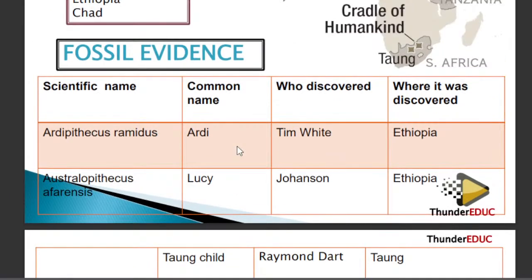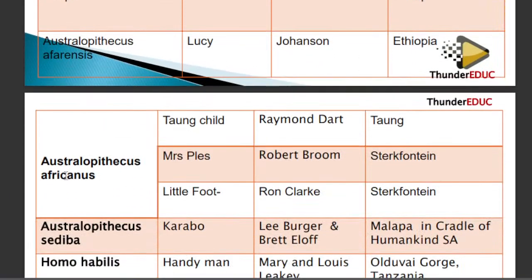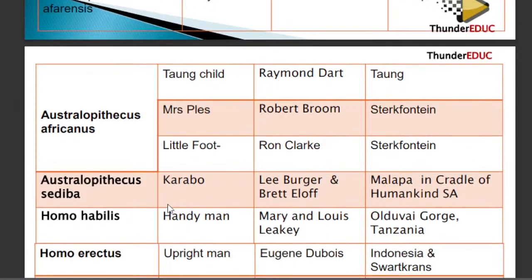Afarensis. So it's only Ardipithecus. So Australopithecus afarensis, Lucy, Johanson. Then Australopithecus africanus, you can place Robert Broom. Littlefoot, Clark, and then Australopithecus sediba, Malapa, Berger.